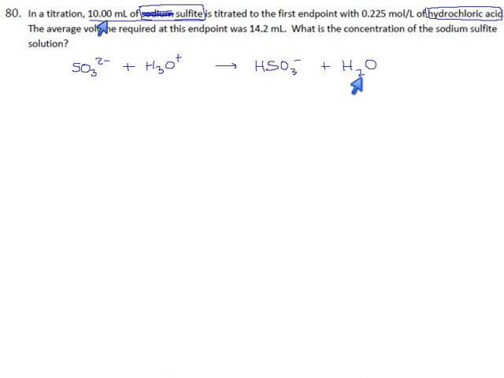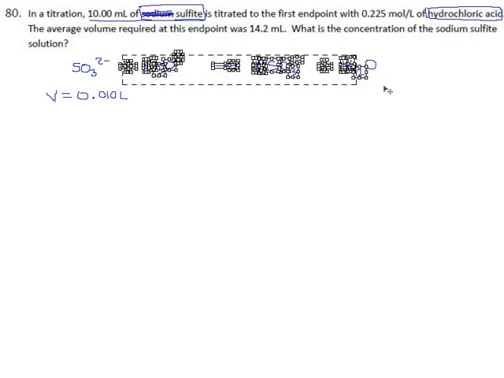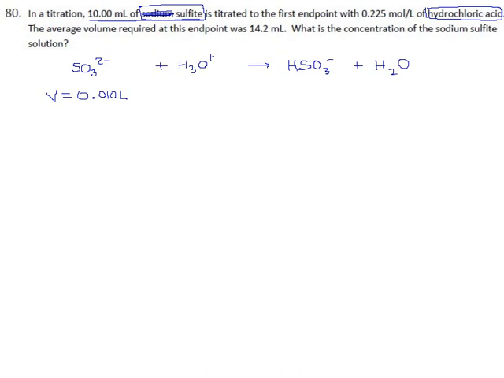Now they say we had 10 milliliters of sodium sulfite. So over here our volume is, they said 10 milliliters, I'm going to say 0.010 liters. And I'm going to create a little more space here because we're going to need it in just a second. They say the concentration of the hydrochloric acid was 0.225 moles per liter. And the volume required at this endpoint was 14.2 milliliters.